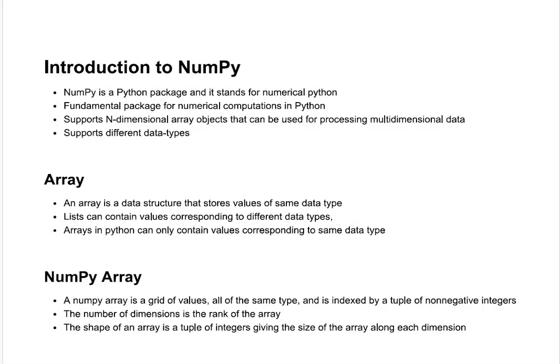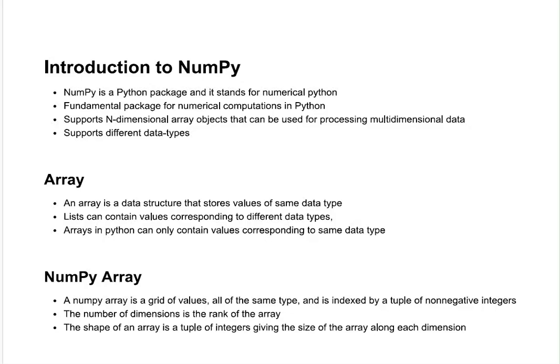In previous lectures, we already saw Python arrays. Just to recall, an array is a data structure that stores values of the same data type. So if you are creating an array, then all the elements in the array should be of the same data type. We have also seen another container called a list, which can contain values of different data types. But arrays in Python can only contain values of the same data type. So we have already been introduced to what Python arrays are.